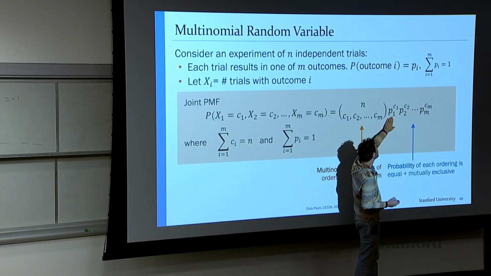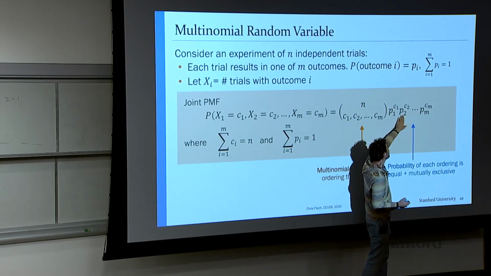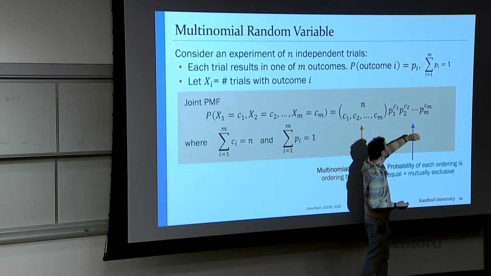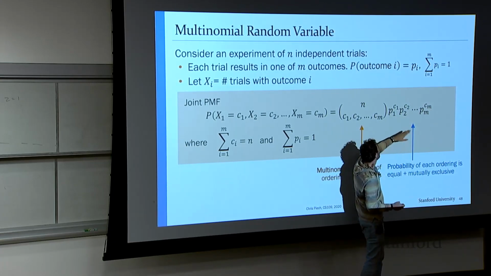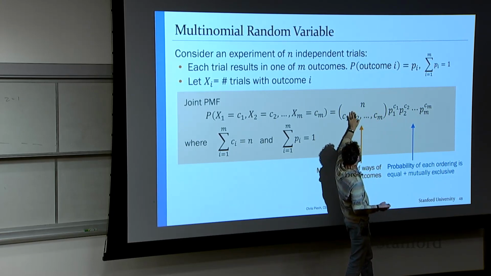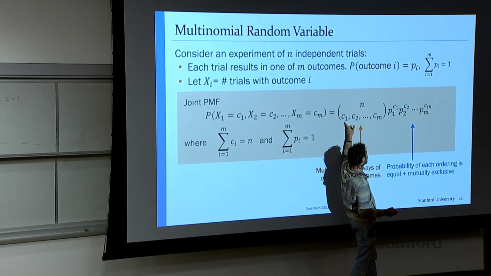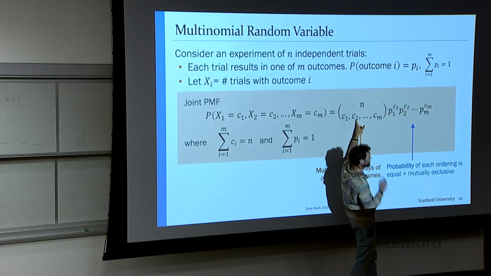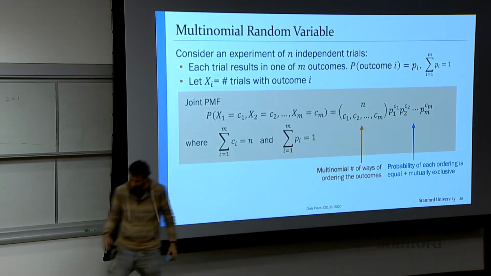It says, what's the chance of outcome 1? And how many times did you see that? What's the chance of outcome 2? And how many times did you see outcome 2? What's the chance of outcome m? And how many times did you see outcome m? Multiply those all together is not sufficient because you have to think about how many ways you could order all of these outcomes, these n outcomes, C1 of which are of outcome type 1, C2 of which are of outcome type 2, and Cm of which are outcome type m.